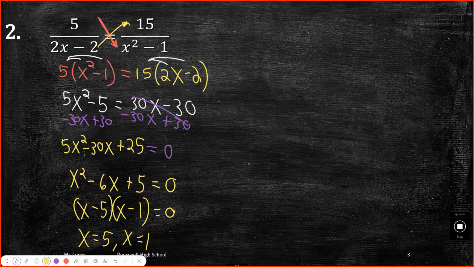x equal to 1. If you plug in 1, what is 2 times 1? 2 minus 2? That's going to be a problem. So this is not an answer. This is an extraneous solution. So this is not a solution. The only solution is 5.